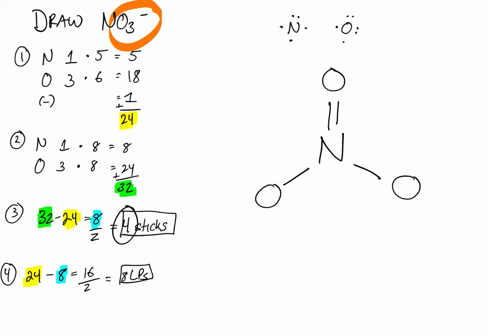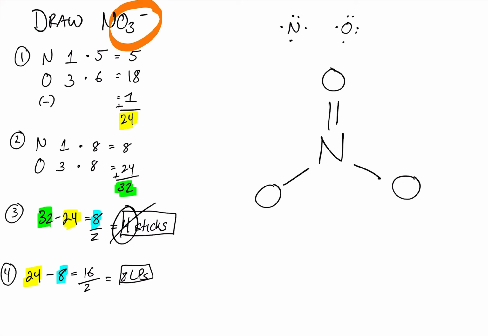Now, this NO3 does rotate in 3D space. It will rotate clockwise, counterclockwise. It will rotate towards you, away from you. And so where you place this double bond doesn't really matter. But again, by convention, when we draw it, we're going to put the thing that's different at the top. So we've been able to use all of our 4 sticks. Now we have 8 lone pairs, and we have to use those to satisfy octets.